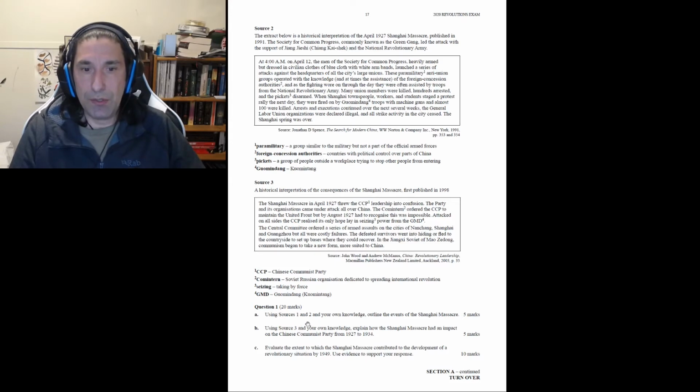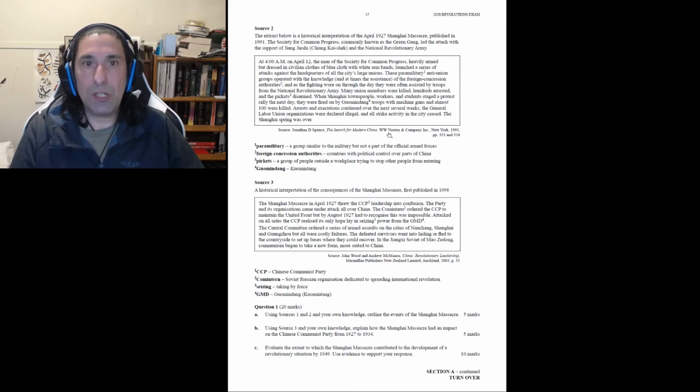So, using sources 1 and 2 and your own knowledge, outline the events of the Shanghai Massacre. The key here, you have to refer to source 1, you have to refer to source 2. So a key feature of source 1 you need to cite in your response, as well as, because source 2 is a written extract, you would ideally have a key quote from here. Outline the events of the Shanghai Massacre and your own knowledge. So you've got all that. So there's no problem getting information from the sources here.